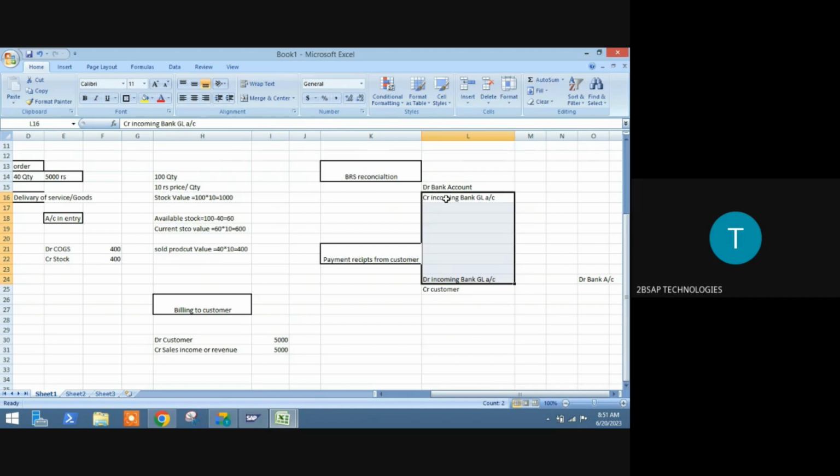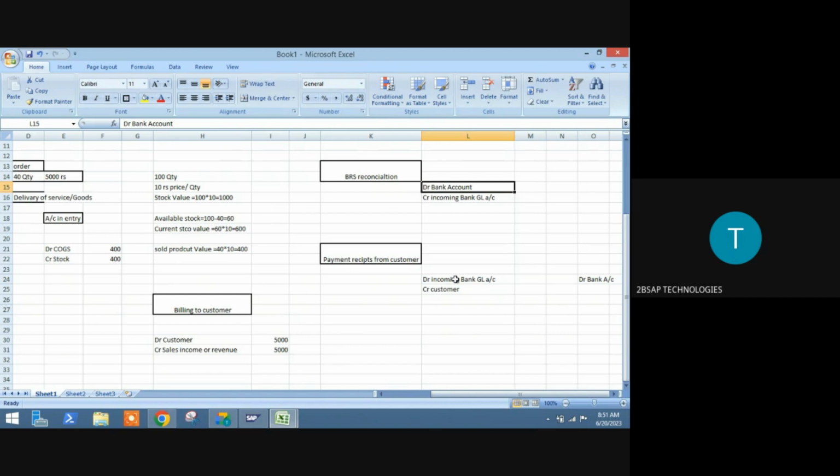Is the concept clear? Yes, sir. Payment is from the customer. Payment is income, then GL account. Okay. Secondary, when the bank payment is received, directly change the debit side to the bank. That is what we are doing here. They can directly change it.